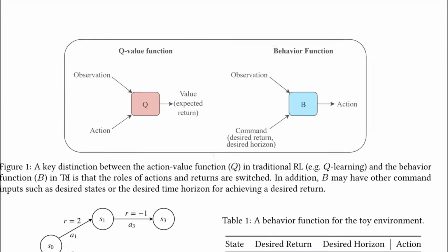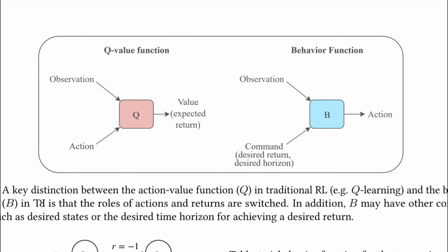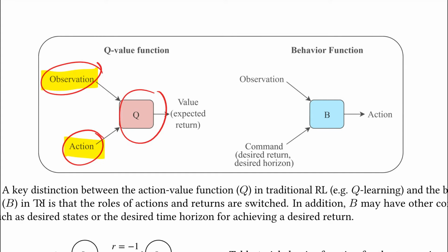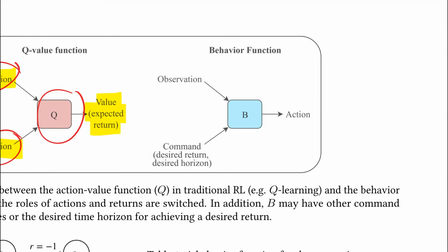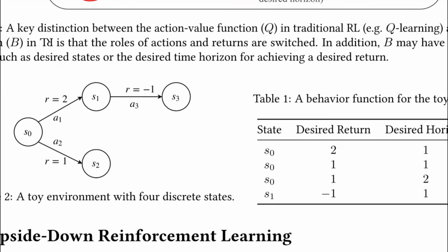And here you see again what I was trying to explain. So in traditional RL, this is especially Q-learning, you'll have this function which gets an observation as input, and in Q-learning especially you also get the action as an input, and you're supposed to say, for the given observation, this particular action has this expected value as a return. Right? That's what I explained at the beginning. That's kind of value-based reinforcement learning. Whereas the behavior function here, which would be upside-down reinforcement learning, gets the observation and a command and will map that to an action.